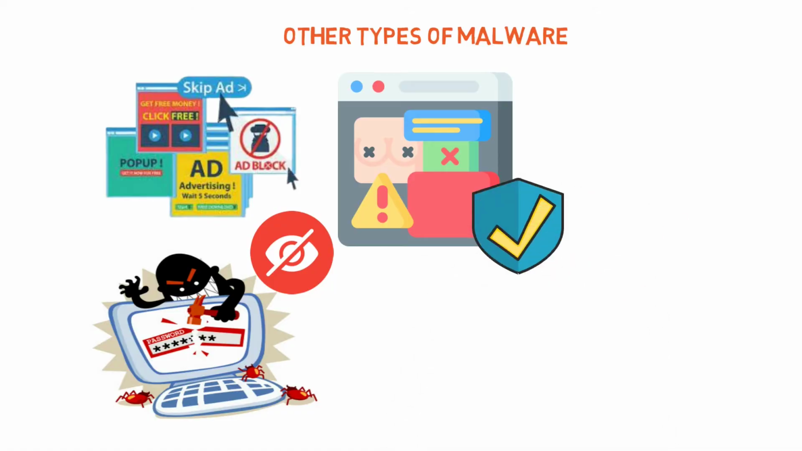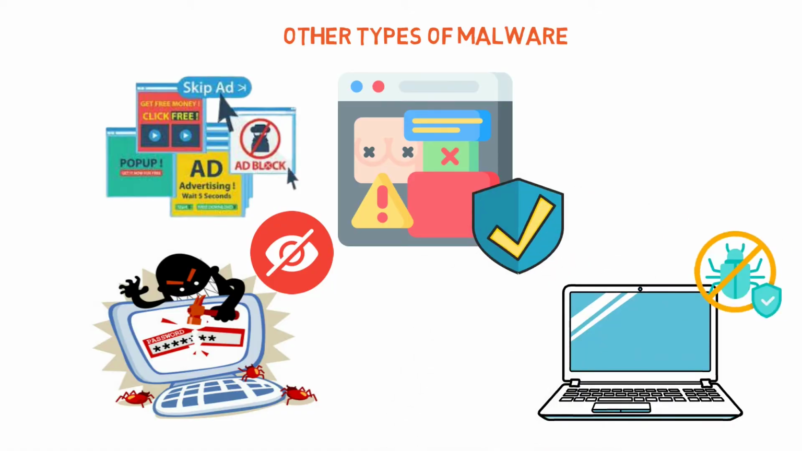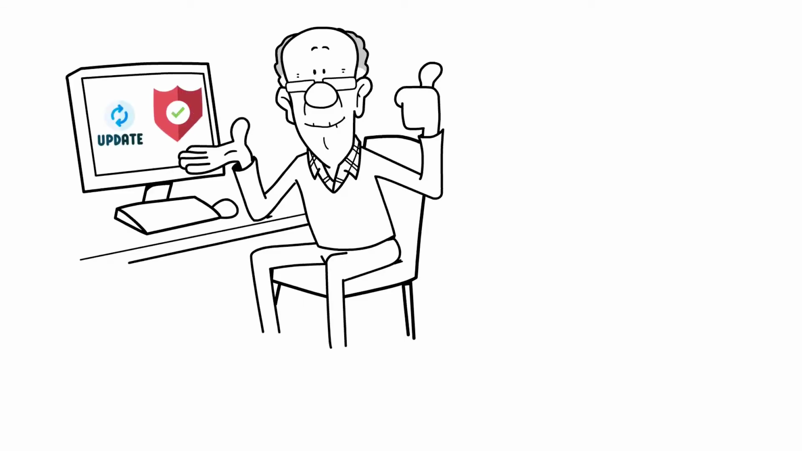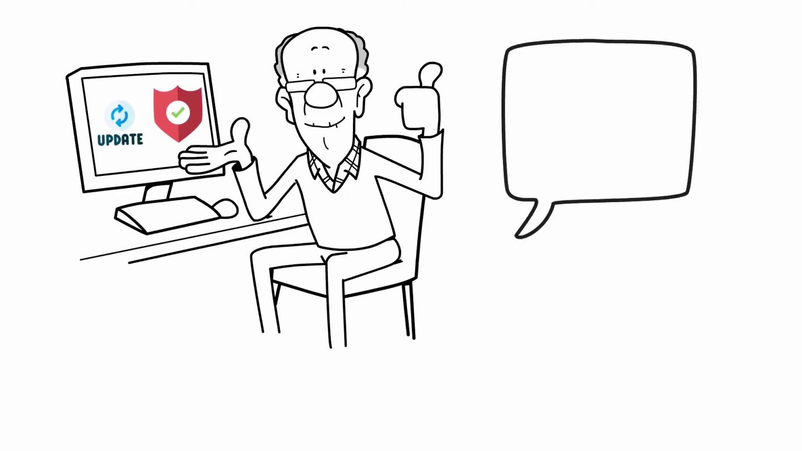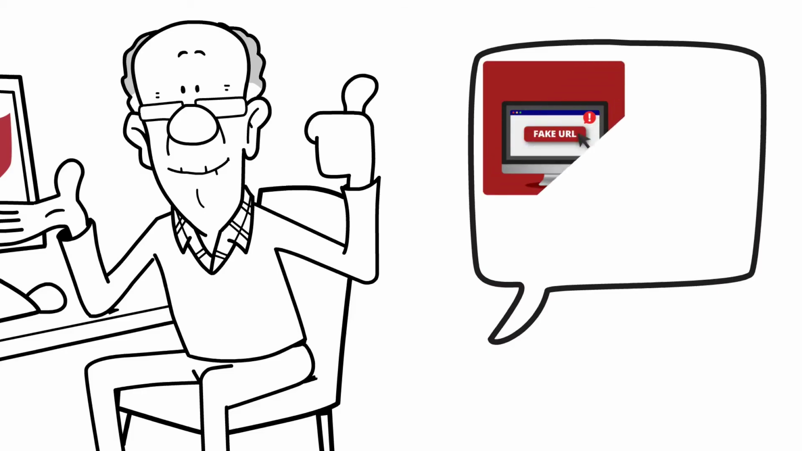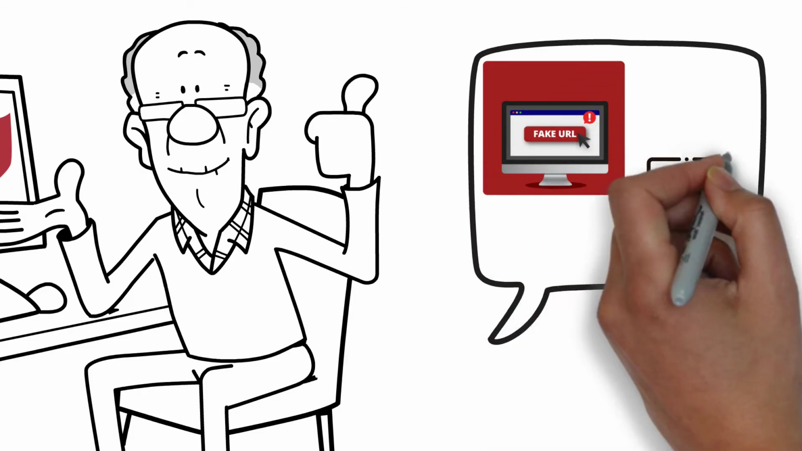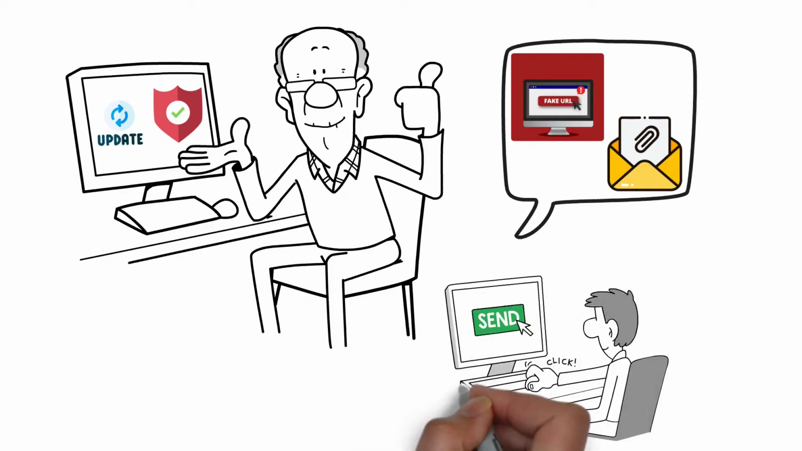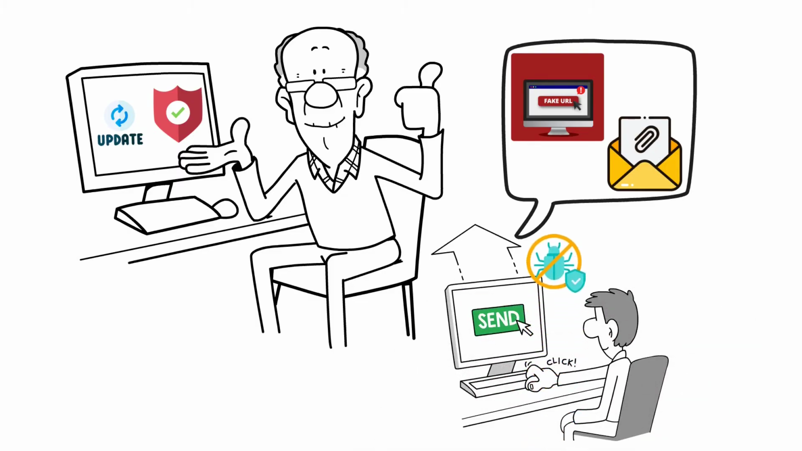To protect against malware, it is important to use antivirus software, keep systems and software up to date with security patches, and practice safe browsing habits, such as avoiding suspicious websites or email attachments. It is also important to regularly back up important data to protect against ransomware attacks.